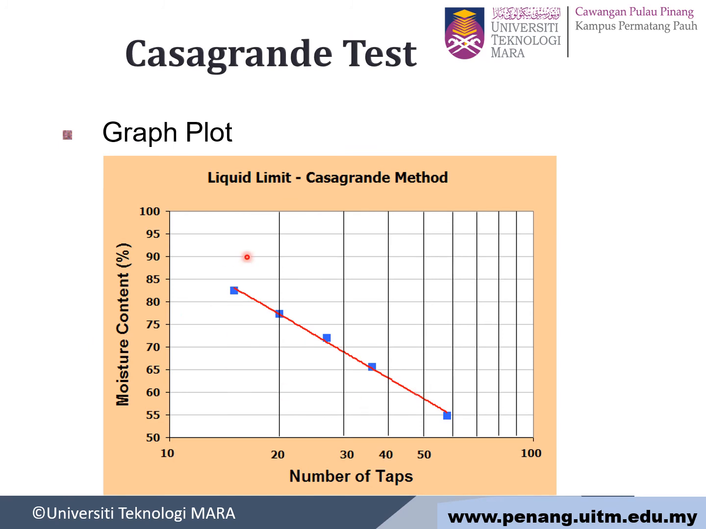This is how we plot the graph. You have the moisture content on the y-axis, and the number of taps or number of blows or number of bumps on the x-axis. And then you have to draw a best fit straight line. Remember, straight line.